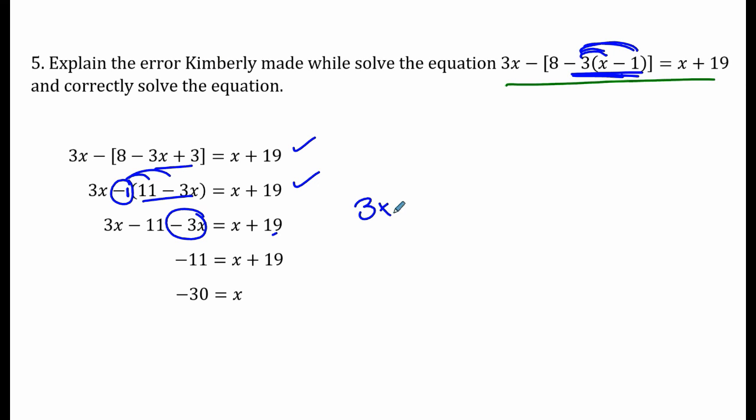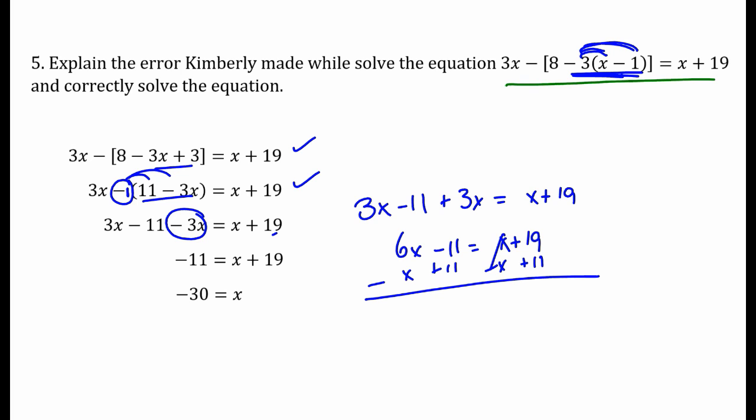That should really be 3x minus 11 plus 3x equals x plus 19. That's where Kimberly went wrong, was with that distribution of the negative. Be careful. Don't be Kimberly. 6x minus 11 equals x plus 19. Subtract x from both sides and add 11. That leaves me with, well, it's really 1x. 5x equals 30. Well, if 5x equals 30, that means x equals 6.